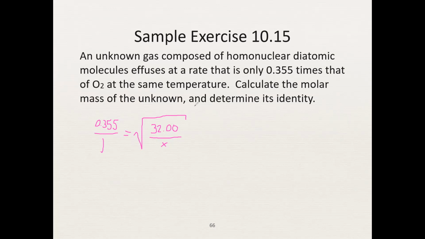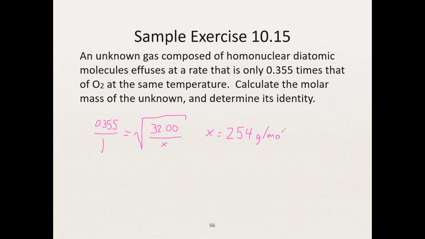And then what we can do is just square both sides, and then cross multiply, divide by the factor on the left. And what we're going to see is that the molar mass of that unknown substance is going to wind up being 254 grams per mole.